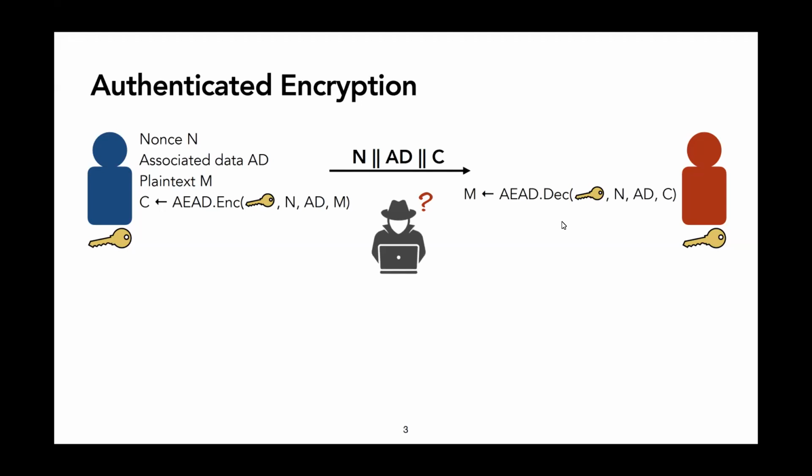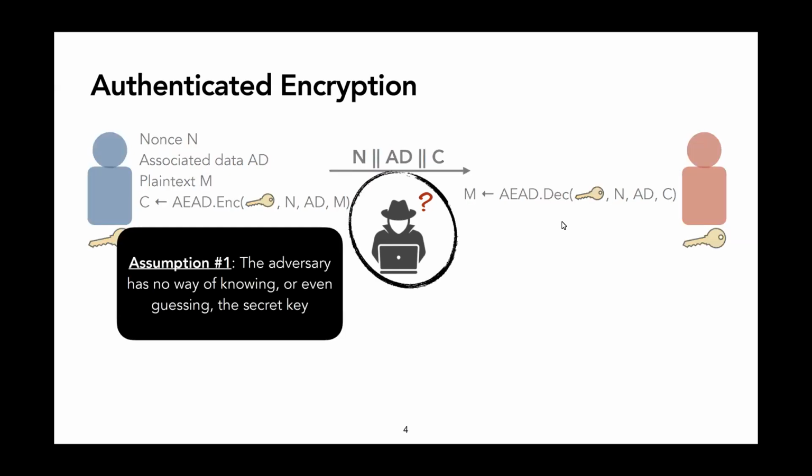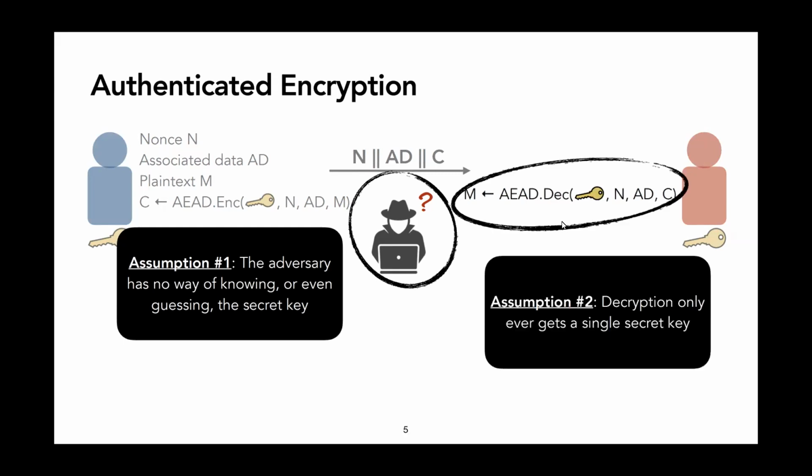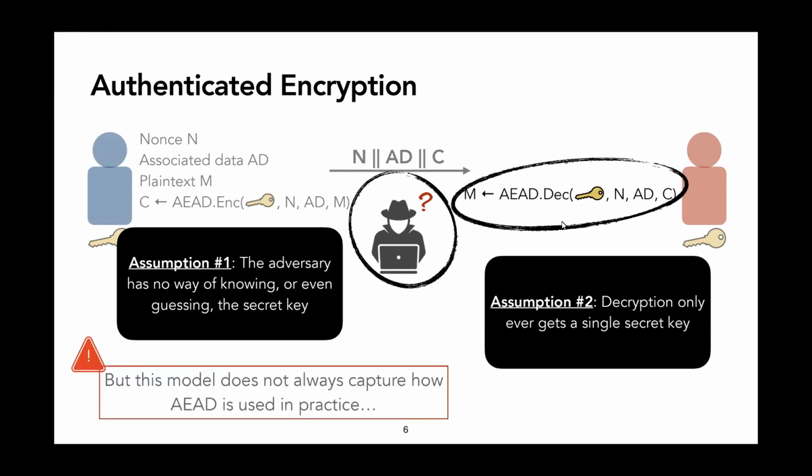And in this setting, of course, we require that an adversary who sees the ciphertext and doesn't know the secret key won't be able to recover the plaintext message. But notice that there are a couple of assumptions we're making with this model. The first assumption is that the adversary has no way of knowing or even guessing the secret key. So typically the security definitions we require in this setting are confidentiality and authenticity, which model the adversary not knowing the secret key. And the second assumption here is that decryption only ever gets a single secret key as input. But this model does not always capture how AEAD is used in practice.